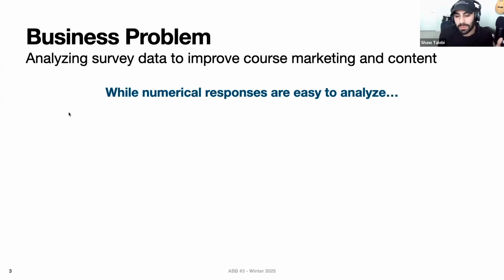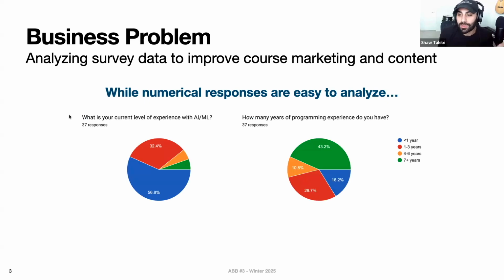Typically, numerical responses are pretty easy to analyze. So for my course, I have a pre-course survey and I have these two questions, which have numerical responses, which are pretty easy to analyze. We can see how much experience people have with AI and ML and how much programming experience they have. And it's pretty easy to visualize it and do some kind of analysis.